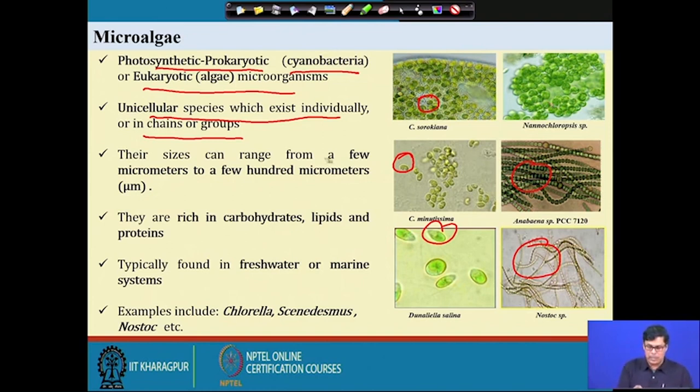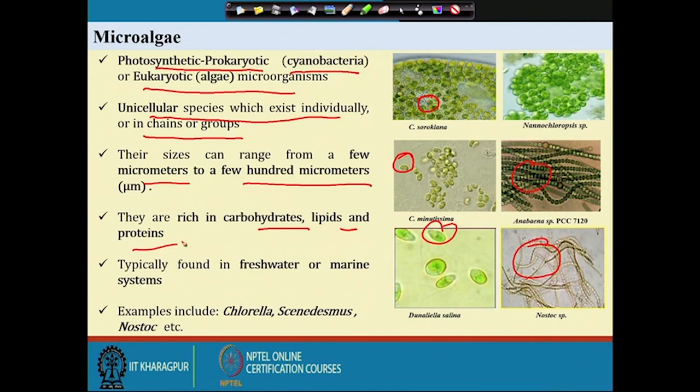Their sizes can range from a few micrometers to a few hundred micrometers. They are rich in carbohydrates, lipids and protein. I told you this is largely used for the production of biodiesel. One advantage with microalgae is that they are also photosynthetic organisms, and their growth rate is much higher compared to the plant system. So a lot of industries are exploring microalgae, how they can be used for the betterment of our society. As for example, I told you, the replacement of fossil fuel by using biodiesel.